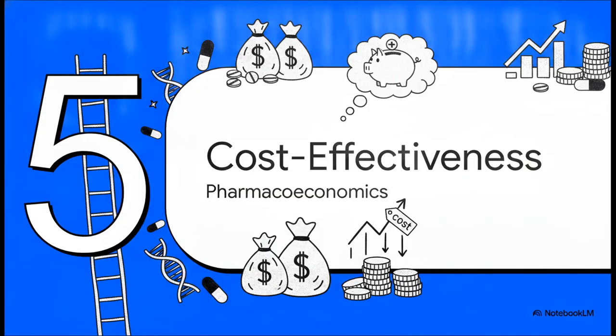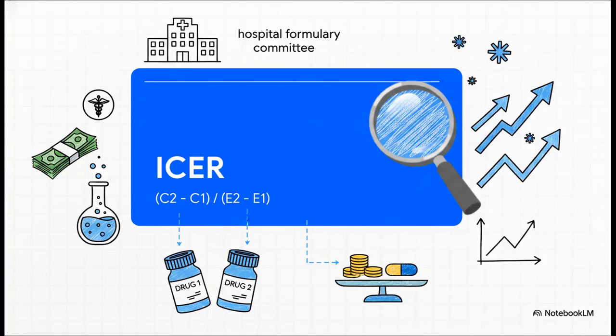All right, final section. Section 5, Pharmacoeconomics and the ICER, Cost Effectiveness. For our final step on the ladder, we apply all this biostatistical understanding to the financial reality of pharmacy practice. Yep, we have to talk about cost. Welcome to the incremental cost effectiveness ratio, or ICER.